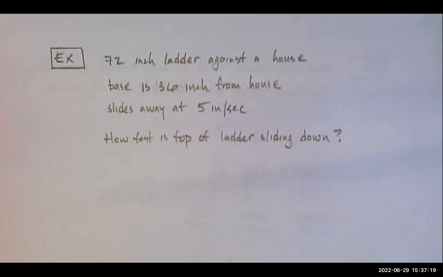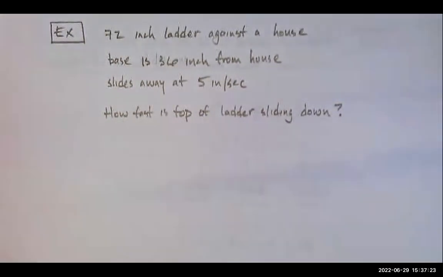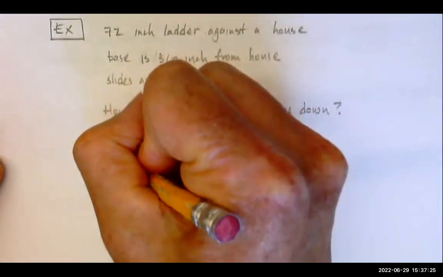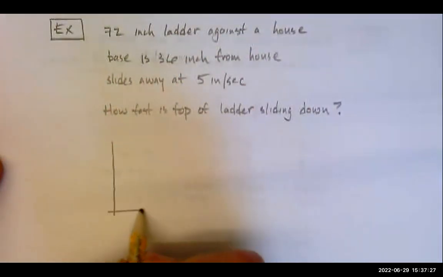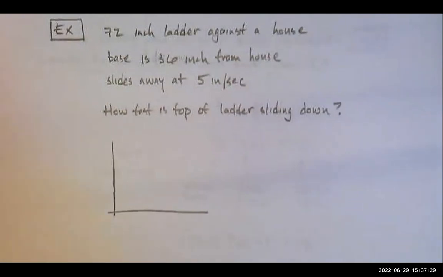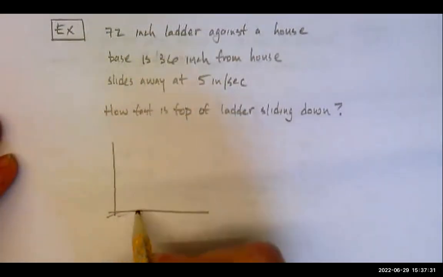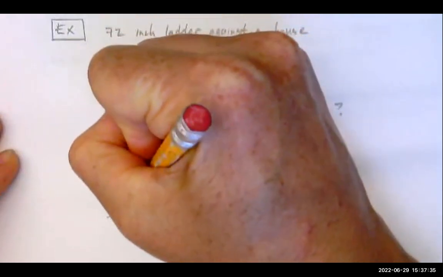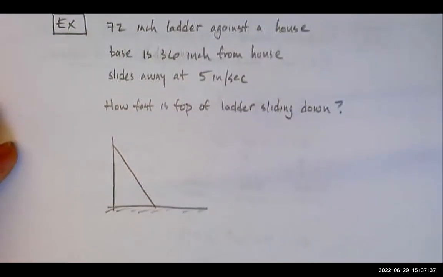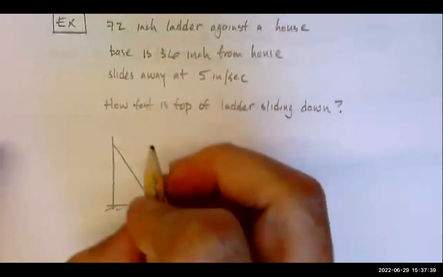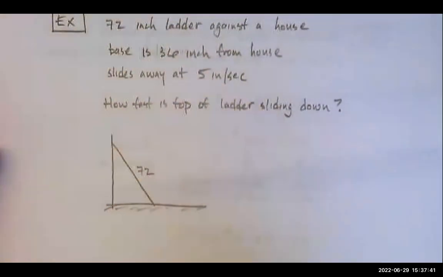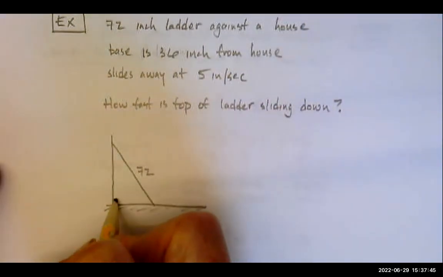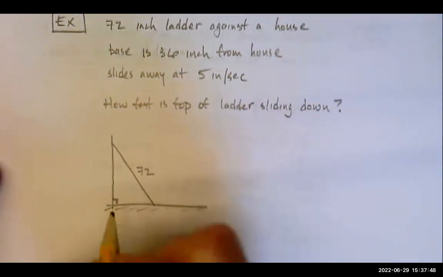All right, what we're going to do in a situation like this, we're going to draw a picture. We're going to start labeling things. So I'm going to draw this house, something like that, just real simple. There's the wall, here's the ground, right? Here's the ladder leaning up against the wall. And we know that ladder is 72 inches. Also, this forms a right triangle.